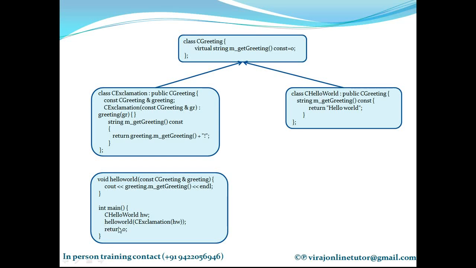Then I'm invoking the helloWorld function and I'm passing this. What is this? I'm instantiating a CExclamation object, which is the decorator, and to that I'm passing the HelloWorld object that I just created. So HelloWorld is this object which I just created. I'm passing that to the constructor of Exclamation. So what will happen here? I'll get a HelloWorld object, okay, and then I'm calling the helloWorld function.